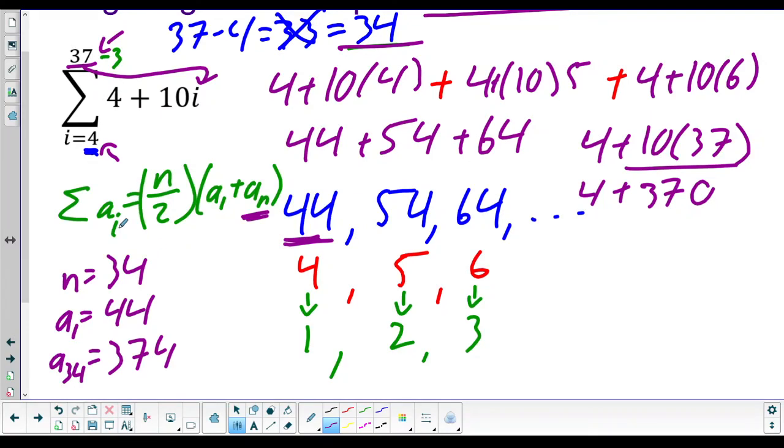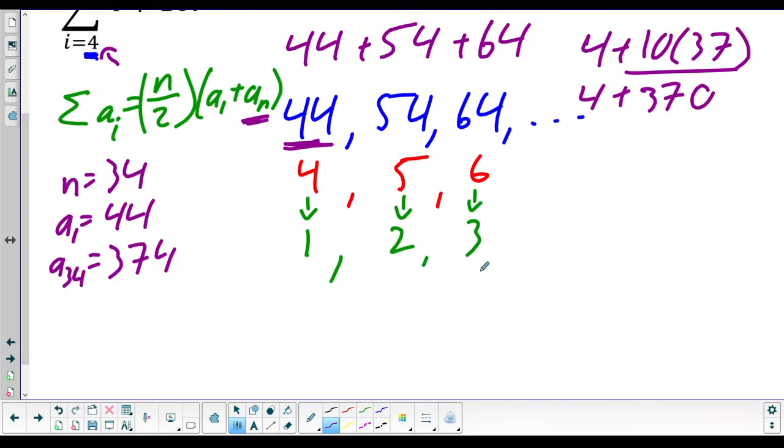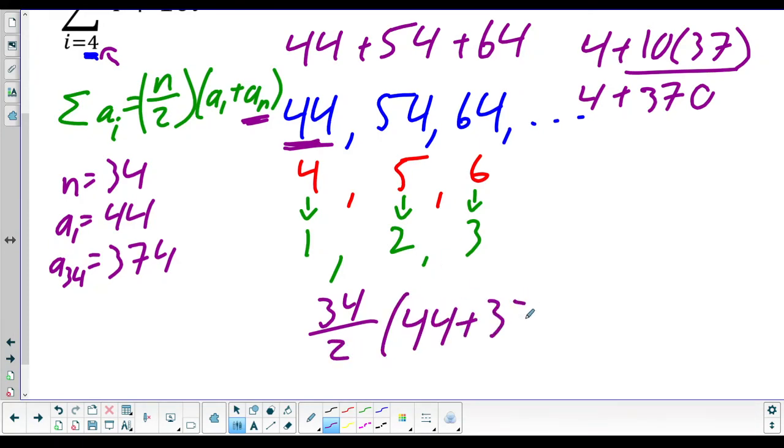Now we can plug these three numbers into that formula we learned yesterday to get the sum of these terms without having to actually write out all 34 of them and struggle through it and get really mad at our math teacher. But again, this is extra. It's not going to be on your homework, I don't think. So we have 34 over 2 times 44 plus 374.